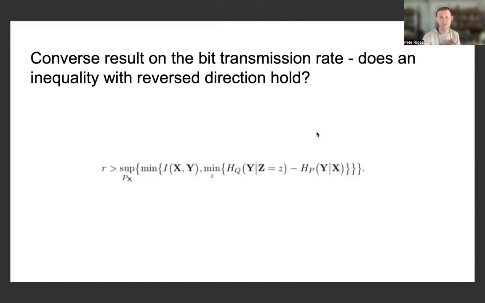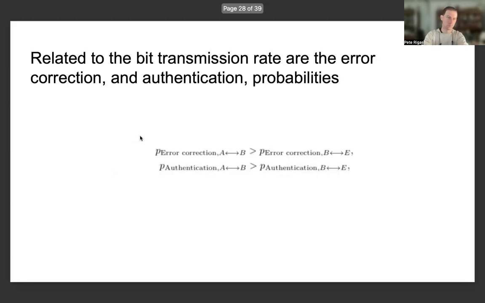And the converse result on the bit transmission rate, which I studied, is relating to whether an inequality with the reverse direction holds. Namely, we're still looking at a supremum over probability measures as well as a minimum between the mutual information and the difference between these conditional Shannon entropies, but whether the inequality could point in the other direction, which actually has wide-reaching, important and significant information processing consequences.